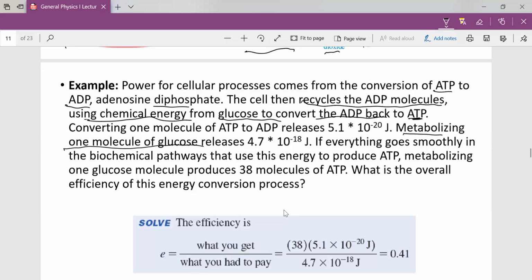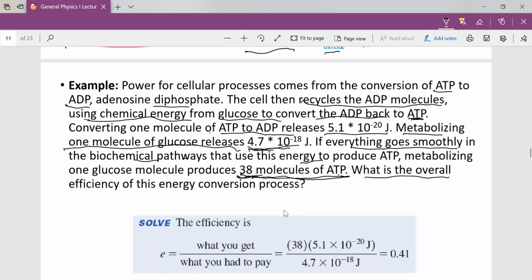So we have that metabolizing one molecule of glucose releases 4.7 times 10 raised to power minus 18 joules. If everything goes smoothly in the chemical pathway, going from ATP to ADP and then ATP, the metabolizing of one molecule produces 38 molecules of ATP. Now, we have said in the first case that converting one molecule of ATP to ADP releases this. And the metabolization process from ADP releases this. And in the end, we got 38 molecules of ATP released to the body to do work.